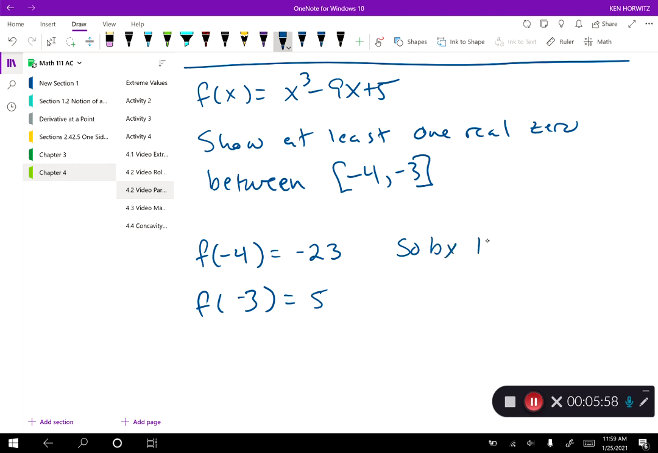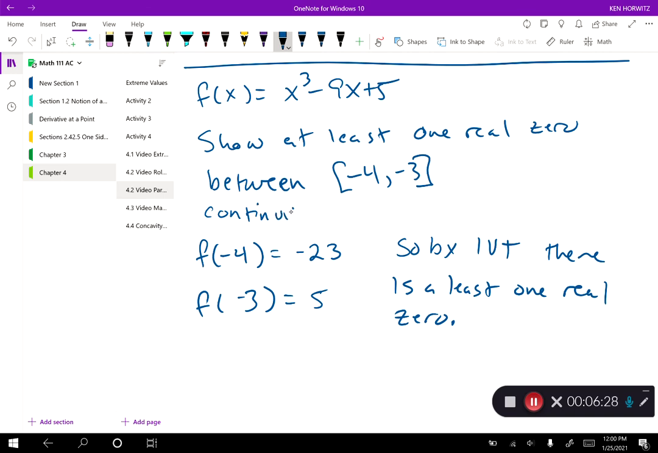So by IVT, there is at least one real zero. All right. So remember, you always have to find continuity first, right? And we said that was a check. And then we got those two numbers.